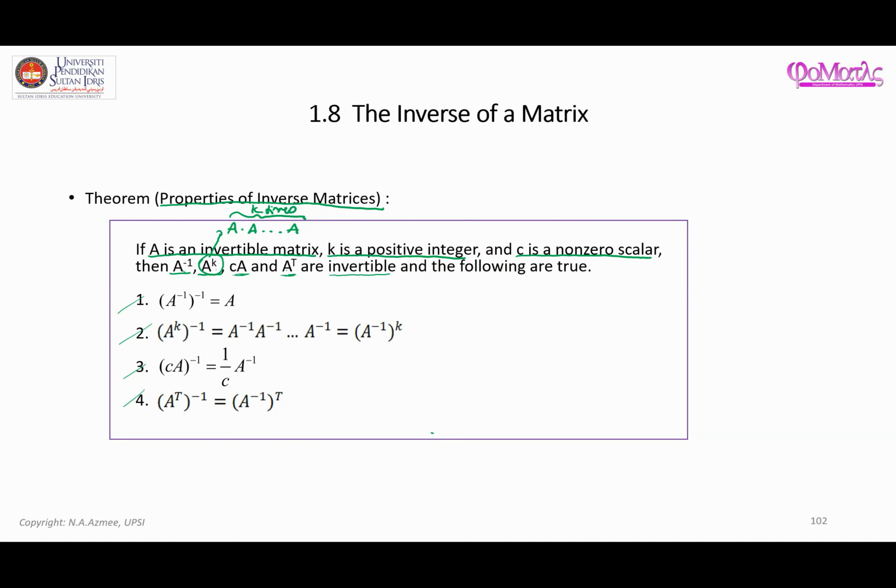So the first property says that if you have the inverse of matrix A and then you consider finding the inverse of that, you will get back the original matrix A.